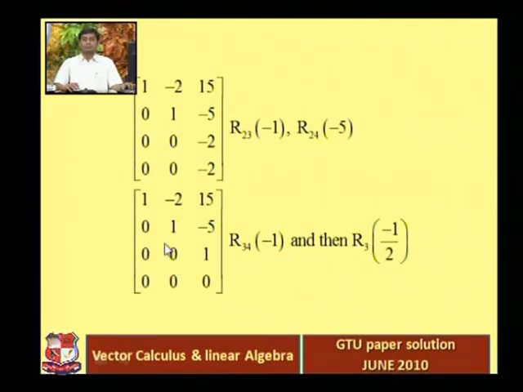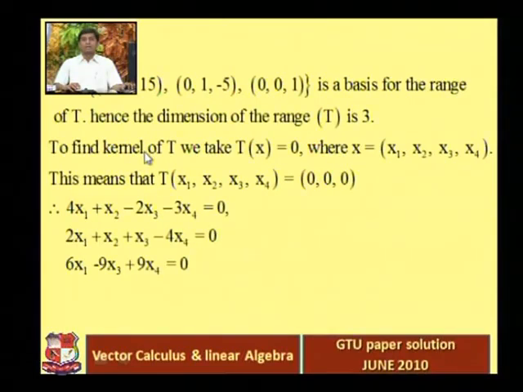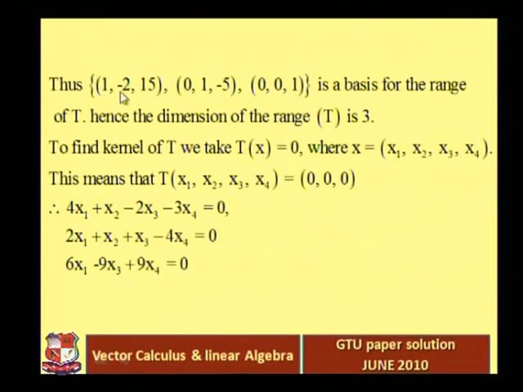Now from this matrix you can find, okay, what are the non-zero rows? 1 minus 2 15, 0 1 minus 5 and 0 0 1. These 3 vectors are a basis for the range of T. Okay, and hence the dimension of the range is 3, because we have 3 vectors.